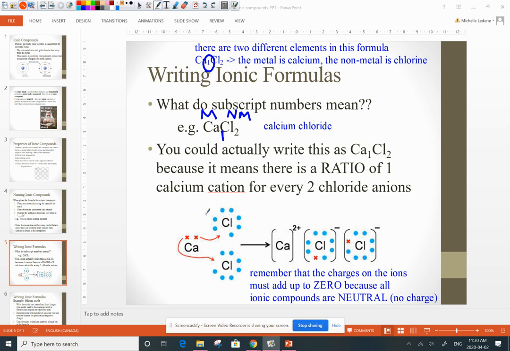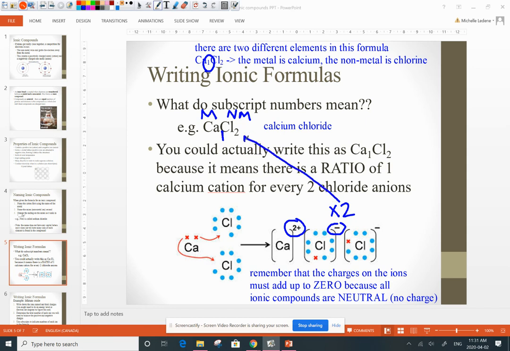Why is it that I have to have two chlorines for every one calcium? Well, because calcium has a 2 positive charge. It is a group 2 metal ion, and each chloride, remember that the charges have to add up to 0. If I just had one chloride ion, I'd have a 2 positive and a 1 negative. That doesn't add to 0. So I need to multiply, and my multiplier, I'm timesing each of these.